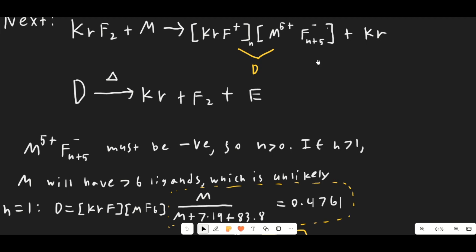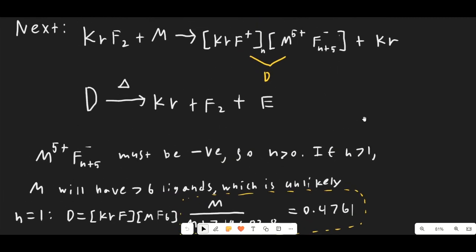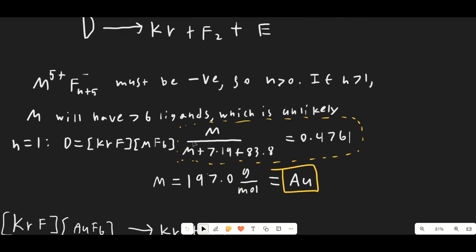So we can go ahead and guess that N equals 1. And for this, we can use the formula that they gave us. They told us the mass percent of M, so we can know that the formula is KrF times, and then MF6. So we can go ahead and calculate, plug in the molar mass of M here, and solve for the molar mass of M if we assume that this is the formula right here.